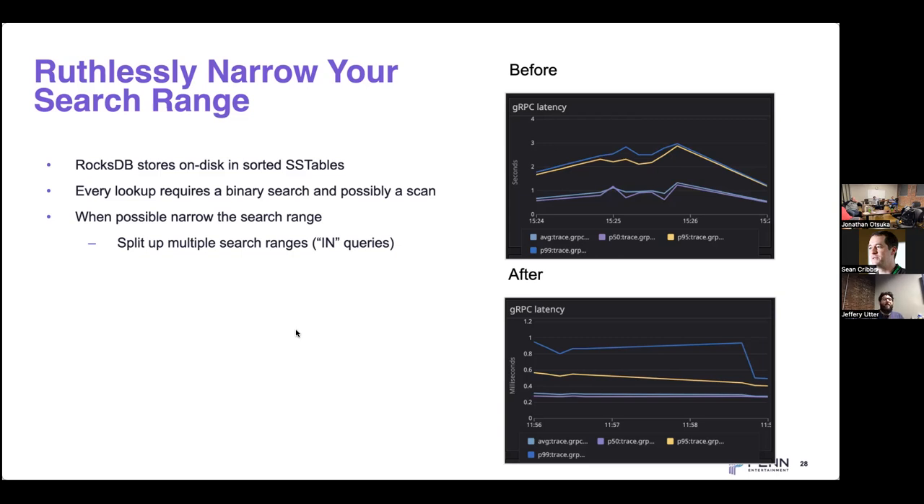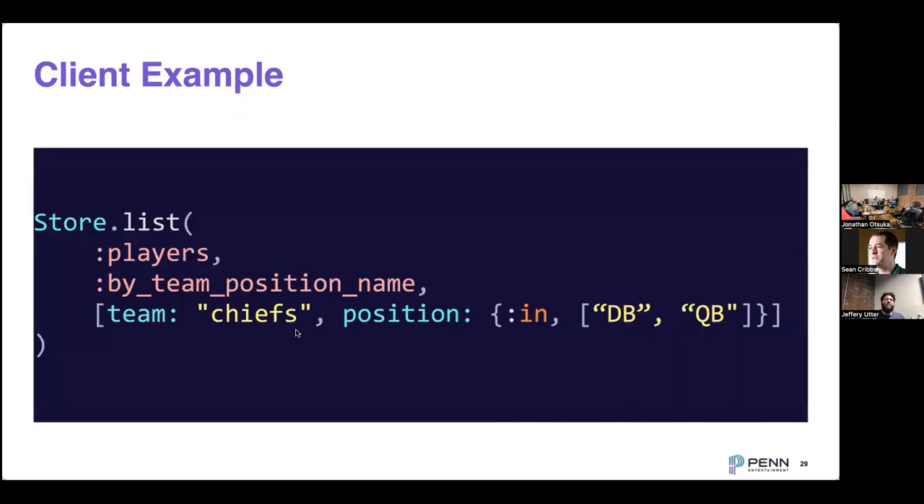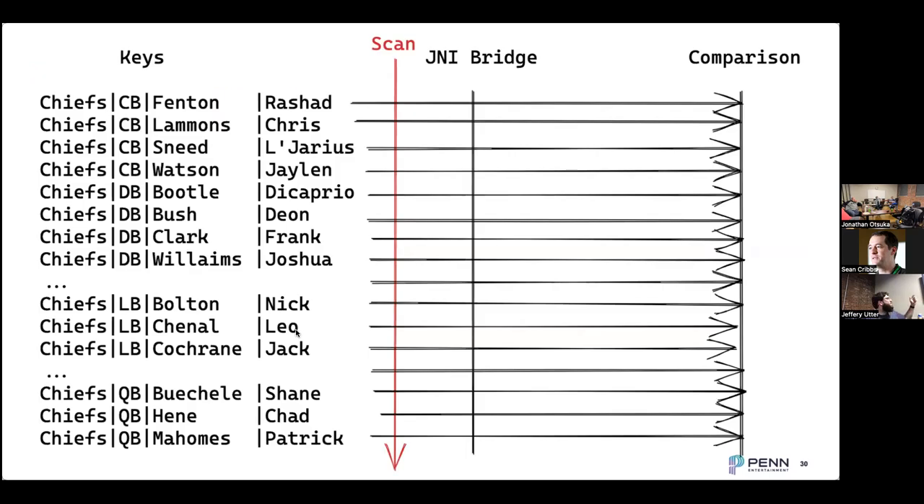So where this becomes problematic is in queries. For an example, this query: the index is players by team and their position name, and I want all of the players on the Chiefs who are either defensive back or quarterback. The way this would be stored in RocksDB looks like this. Essentially, the pipes in the key aren't necessarily there, but you end up with the first part of the key being the Chiefs. So if you want all the Chiefs, you can jump right to the first place there's a Chief. It does a binary search and finds the beginning of that, and then you can just scan until there are no more Chiefs, until you get back something different.